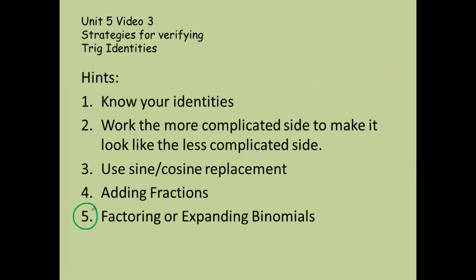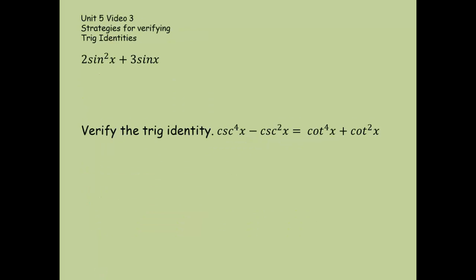The next one we're going to be looking at is ways that we can either factor or expand binomials. I'm going to focus on the factoring one, and we can talk about the expanding one as well. Here I have an expression that I just want to use as an example of how we can factor. Here I see that I have a GCF. It isn't the only type of factoring we can use, but it is a very common one for verifying trig identities. So I'm going to factor out my GCF of sine.